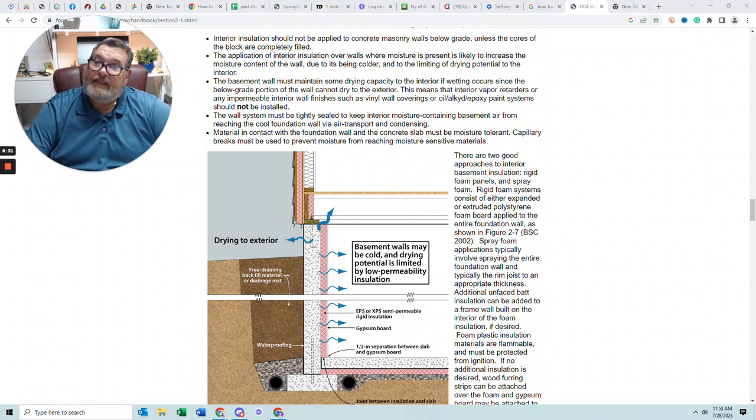So what is it? It's either fieldstone, brick, block, or poured concrete. Poured concrete's got to be better, it's stronger, and I'm coming through to you from my basement.